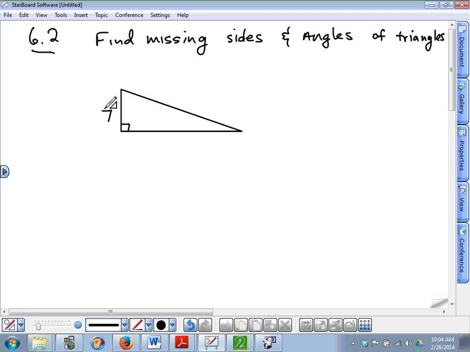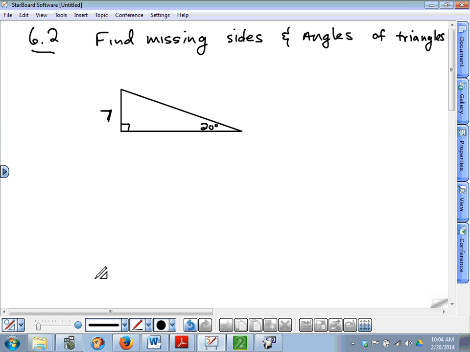But what if the only thing we knew is that side was 7? And we didn't know anything else. We don't know if this other one is 24. We don't know if that other one is 25. All we know is that one side is 7. My point is, if we only know one side, can we use Pythagorean theorem? No.